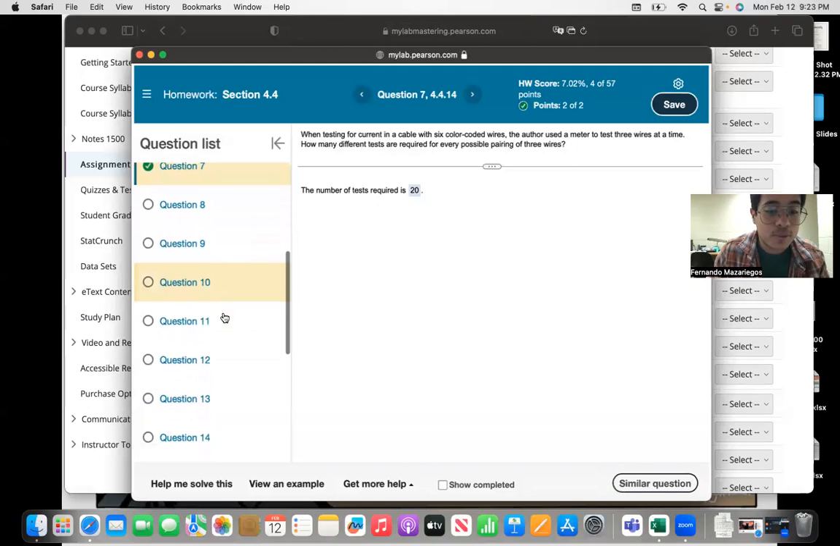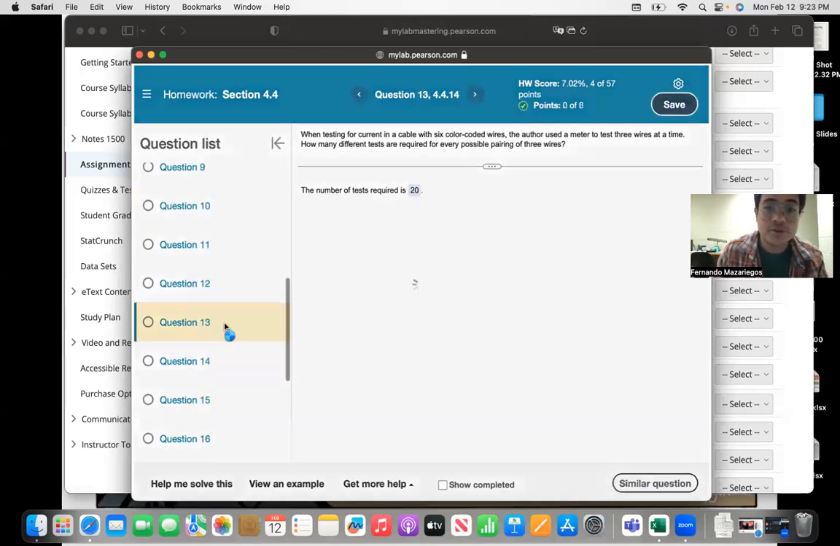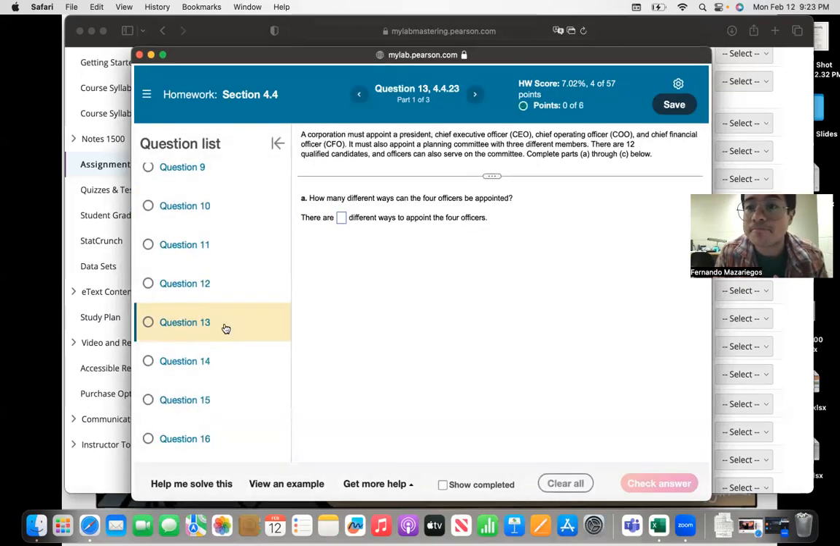And there is one last one I want to show you from this section, which is 13. A corporation must appoint a president, a CEO, a COO, and a CFO. It must also appoint a planning committee with 3 different members. There are 12 qualified candidates, and officers can also serve in the committee. Complete parts A through C below. How many different ways can the 4 officers be appointed?